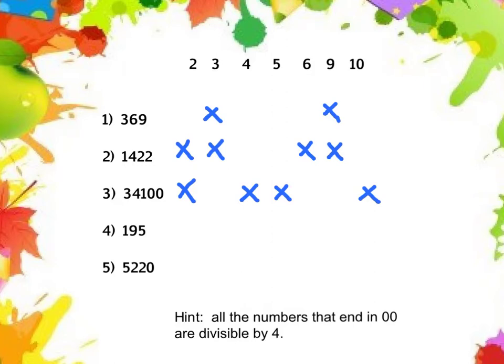So let's see 195. 195, if you add the digits, it gives you 15. So it is divisible by 3. It is divisible by 5 because it ends in 5. And that's it.